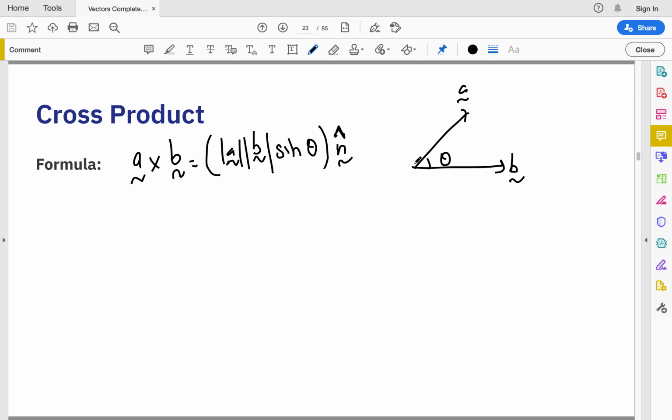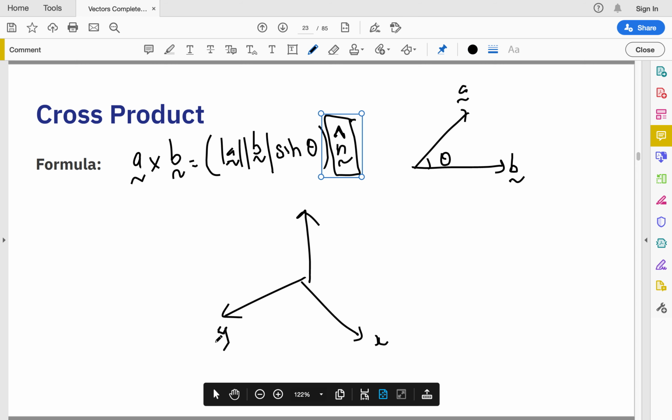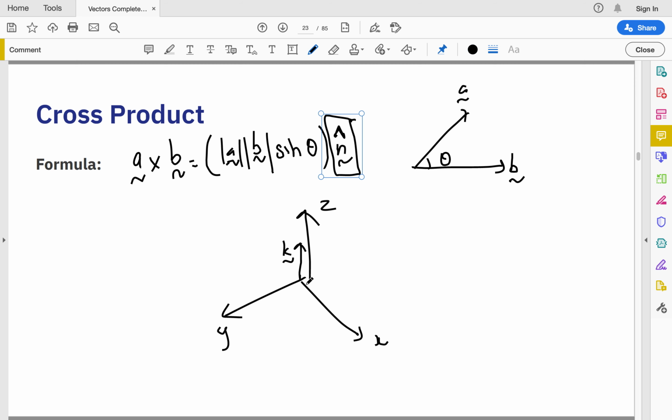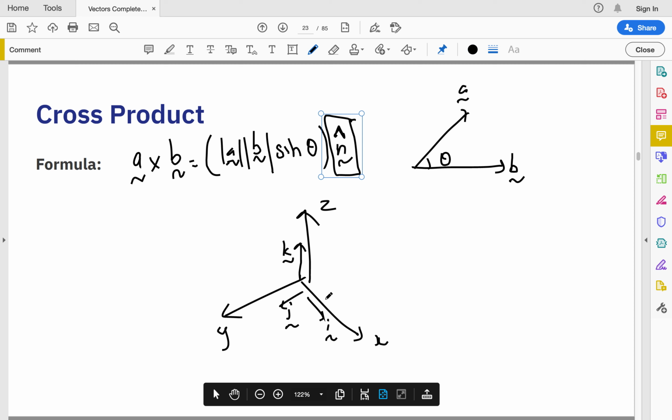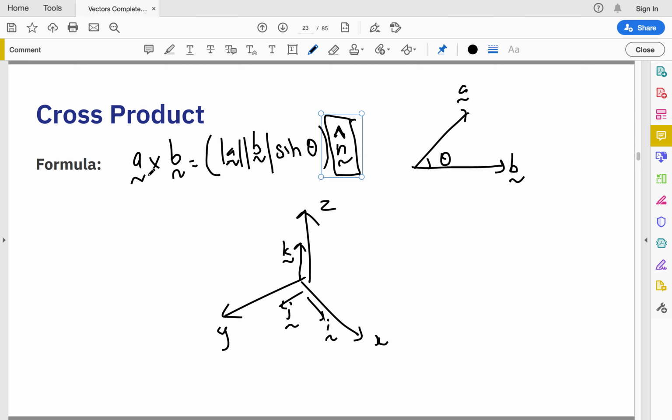Next, let's move on to cross product. Cross product has a very similar looking formula, which may look a bit more difficult. But the key here we want to focus on is this part of the cross product. This is the normal. So what is a normal? Let's say I give you the axes again, x, y, and z. Any vector lying along the z-axis, for example, k, j, and i. A normal vector is a vector that is perpendicular to another vector. So the normal here has to be perpendicular to both a and b.